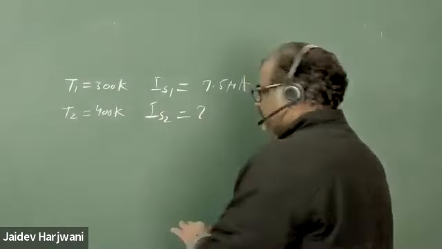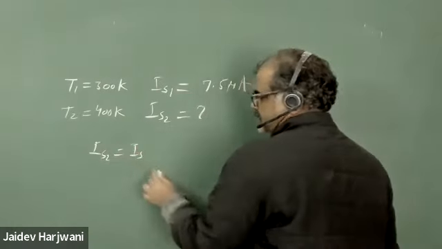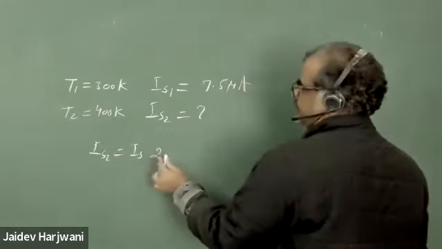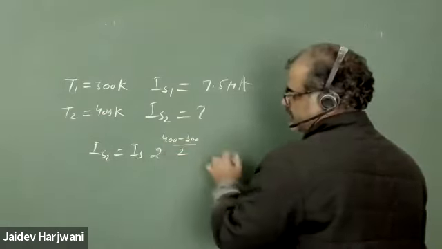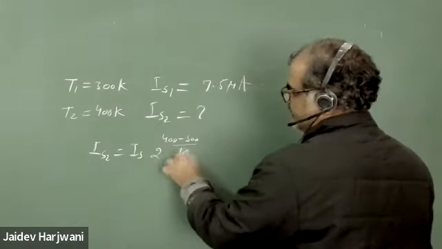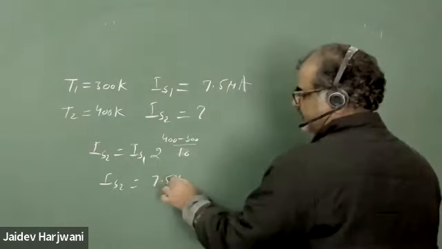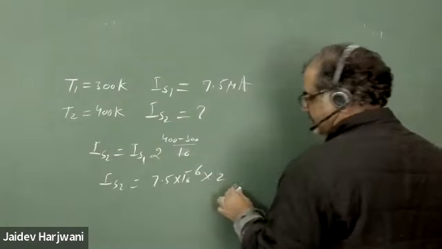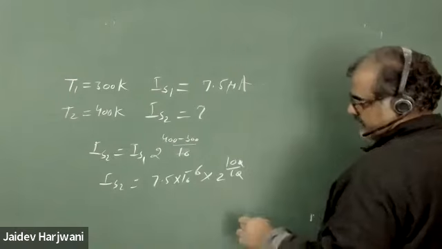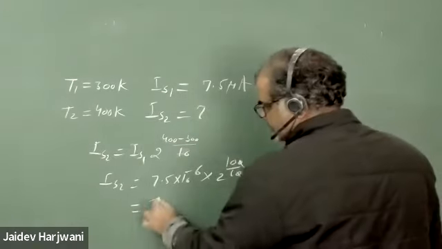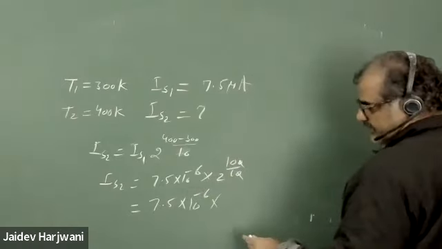So what is the formula? IS2 is equal to IS1 into 2 to the power (T2 minus T1) upon 10. So 400 minus 300 upon 10. So IS2 becomes IS1, which is just 7.5 microampere, into 2. You have a 100 difference, so 100 divided by 10, so 2 power 10. So 7.5 into 10 raised to power minus 6, and what is 2 power 10?